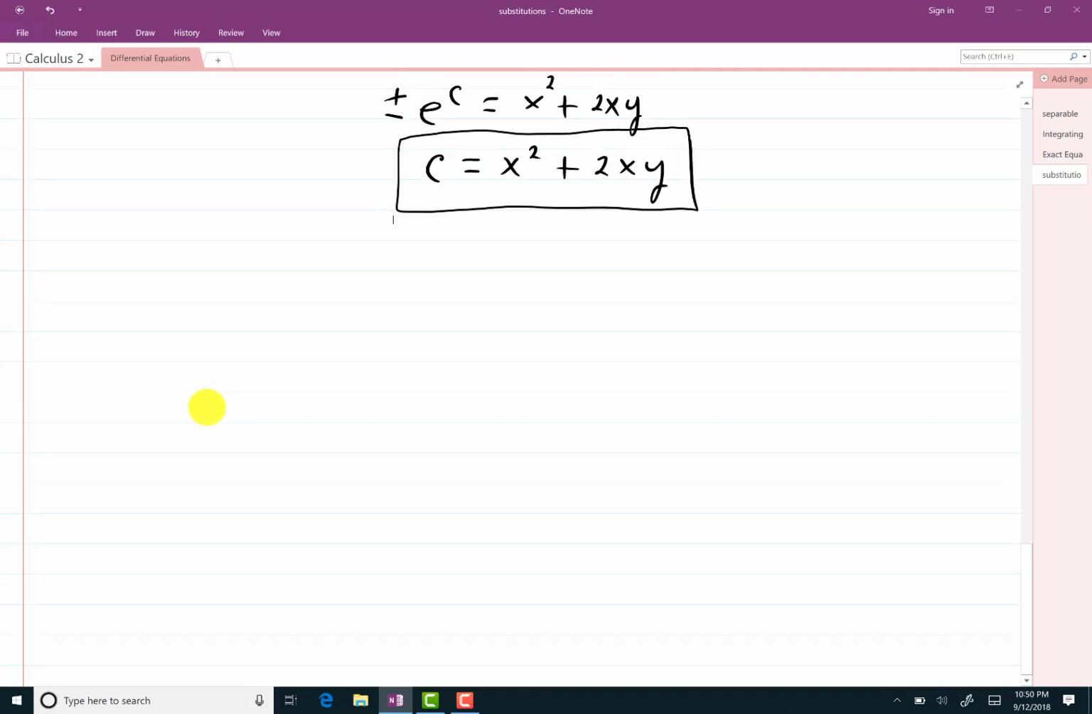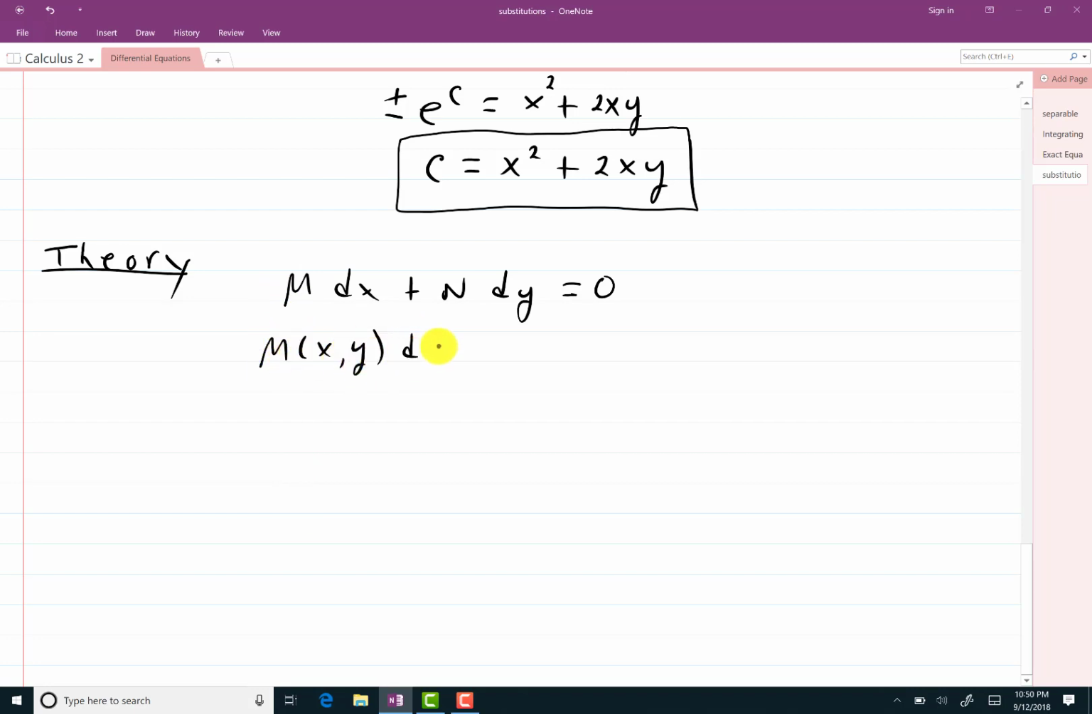So let's do a little theory. It's not really theory, it's more derivations than anything else. But recall, when you write something like this, you have to remember that M is a function of two variables, and so is N.